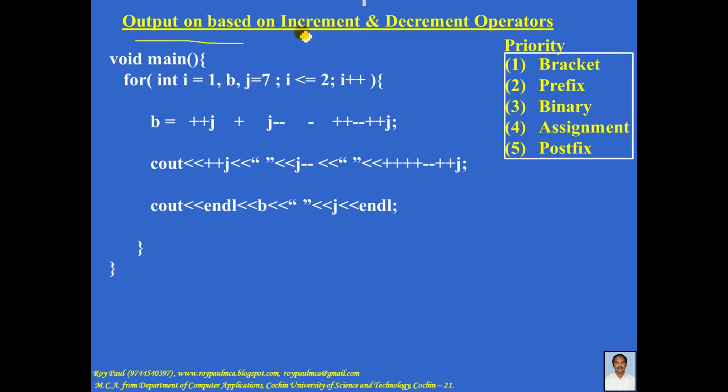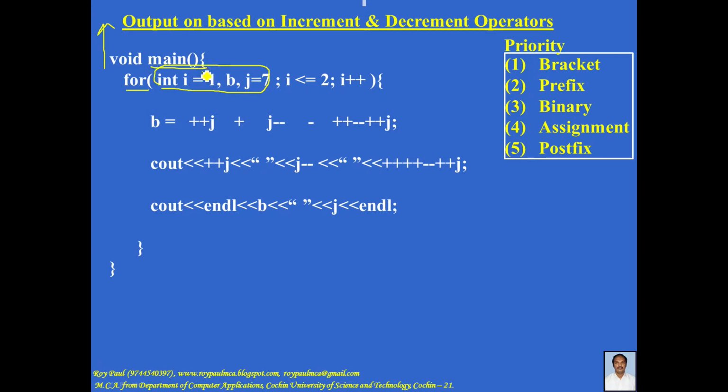Output type of question based on increment and decrement operators. When you answer an output, first look at global variables. Here global variables are not there. Execution starts at the main function. Now the for loop starts from this area.